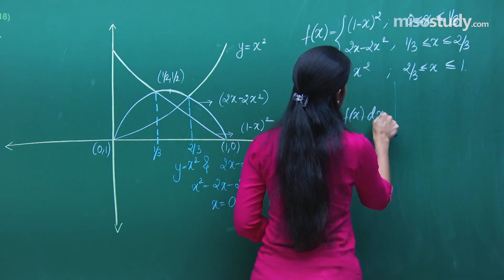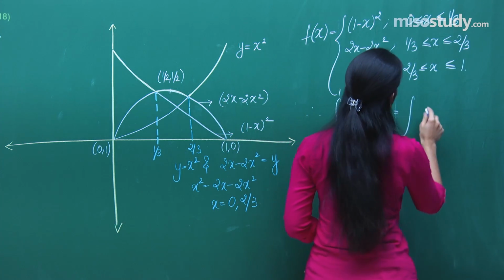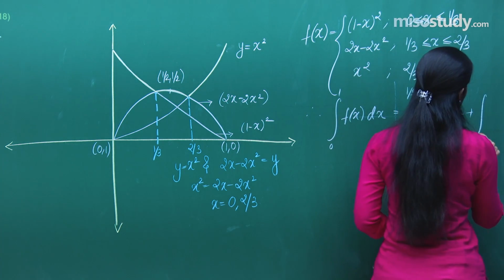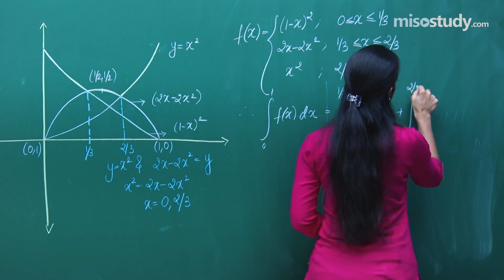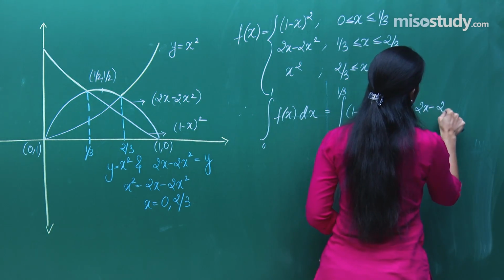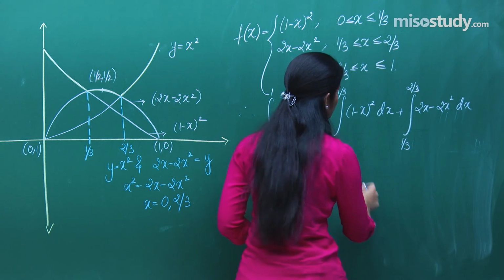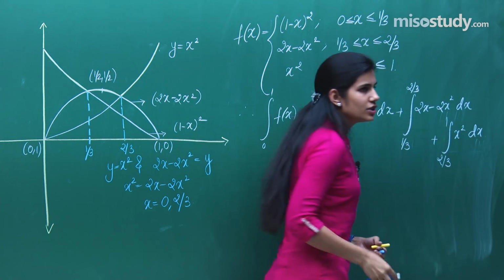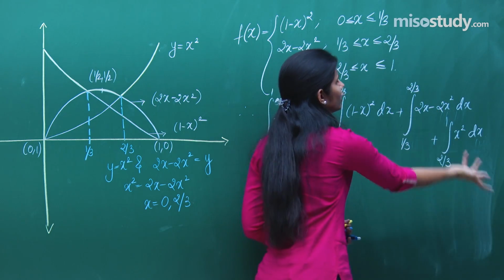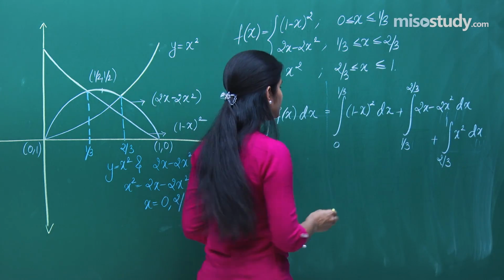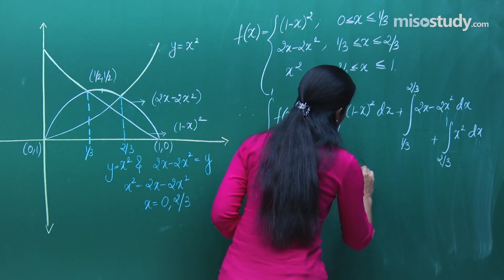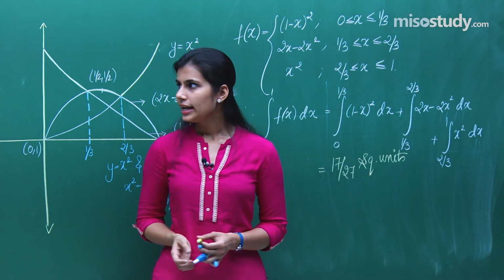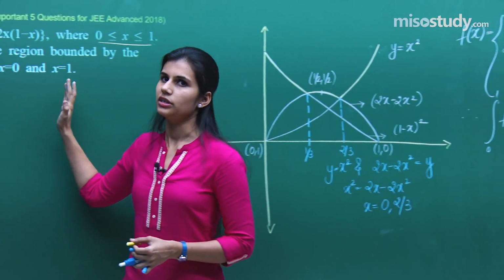integration of f(x) dx from 0 to 1 is integration of (1 minus x) whole square dx from 0 to 1 by 3, plus integration of 2x minus 2x square dx from 1 by 3 to 2 by 3, and from 2 by 3 to 1 you have x square dx. You are just being asked to integrate quadratic equations over here, which is child's play. You can do that. You are going to get your answer as 17 by 27 square units. And that happens to be the answer for this particular question.